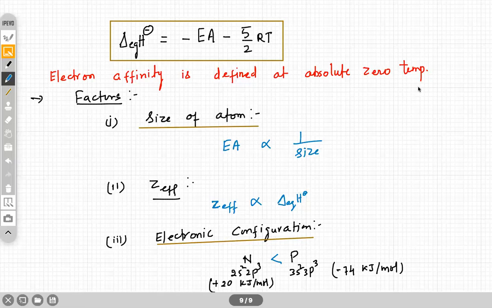Himanshu, did you get it? Electron affinity and electron gain enthalpy, these two are opposite in terms of their sign. If electron gain enthalpy is negative, electron affinity is positive, and the other way around.